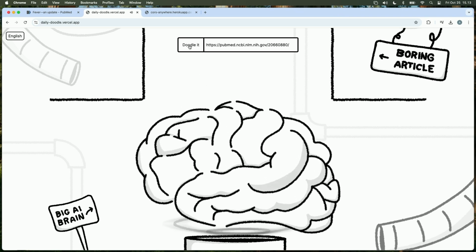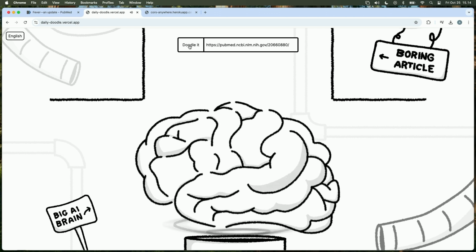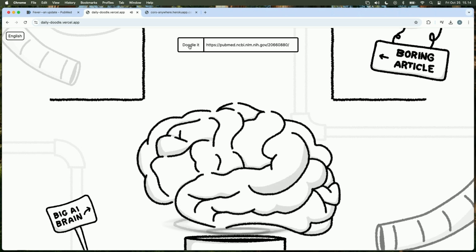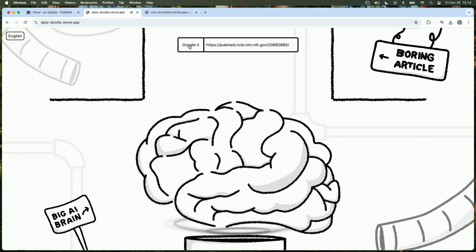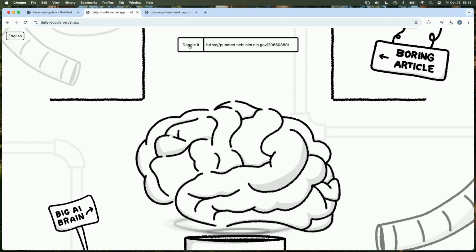This should have sound, by the way. Yes, here we go, sound. Now it's thinking about it, and a new comic will come up about the update around fever. I don't know what that update is.